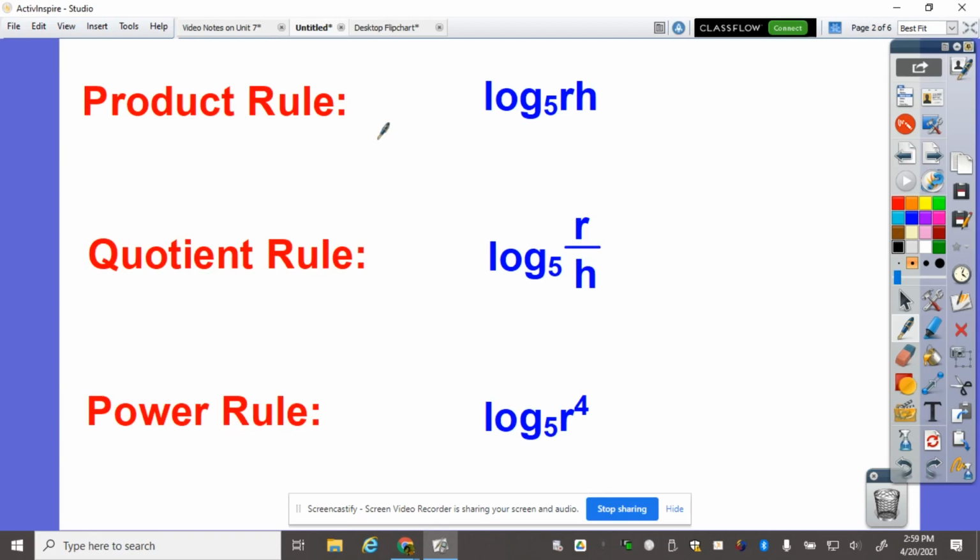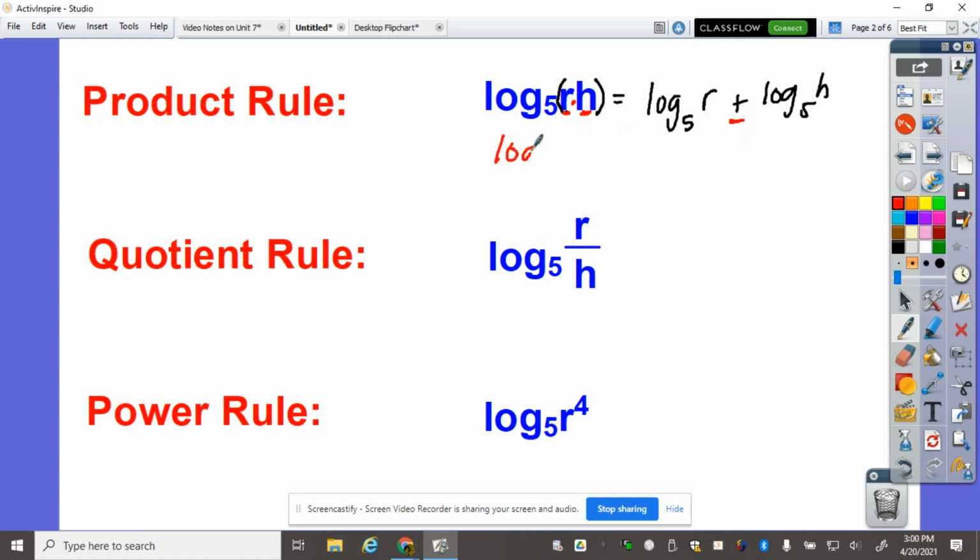What is the meaning of this one here? If you have a log of RH, both logarithmic numbers with a base of 5, you can expand it and write it as log of R to the base of 5 plus log of H to the base of 5. Basically, the R and H here are being multiplied. If you use the product rule by expanding them, you have to separate them by adding.